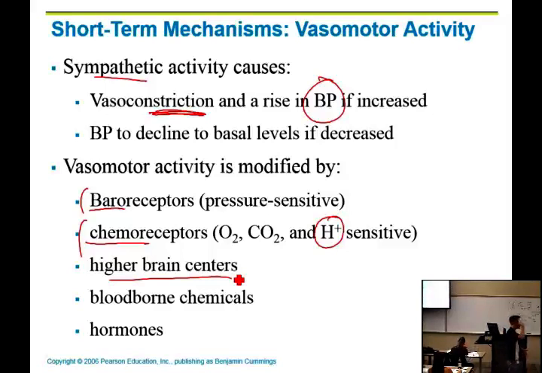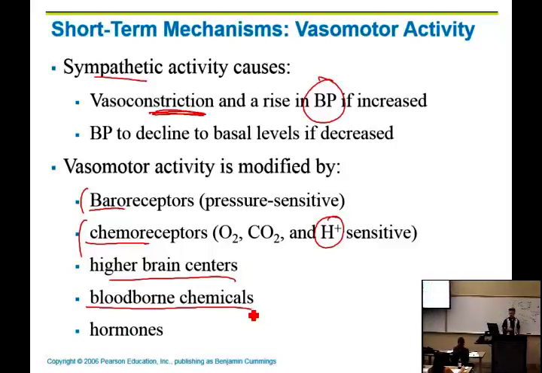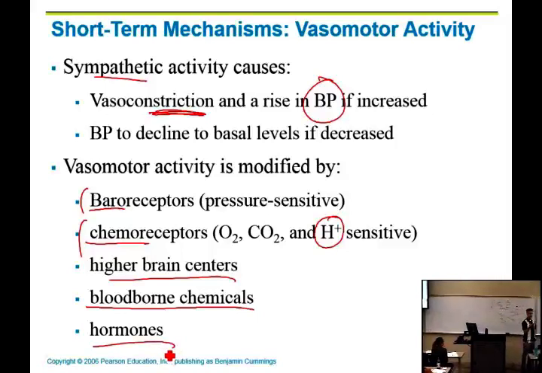So higher control centers, right? Higher brain centers also affect blood pressure, okay? So there's some influence of higher brain centers as well. Bloodborne chemicals, there are some chemicals that are circulating around that can increase or decrease flow. We talked about that in terms of local blood flow, etc. And hormones. So hormones, think about adrenaline, right? If you were driving to school here and somebody almost ran you off the road, your heart rate starts going and it stays up for like an hour or something like that, and then it starts slowing down, right? That has to do with epinephrine, norepinephrine flowing around and then affecting heart rate and vessel diameter and things like that, okay?